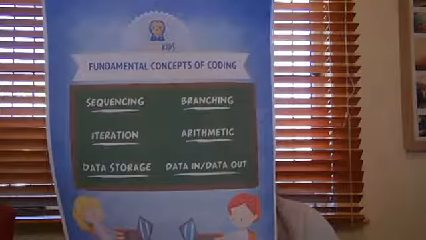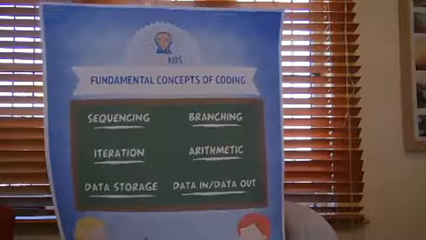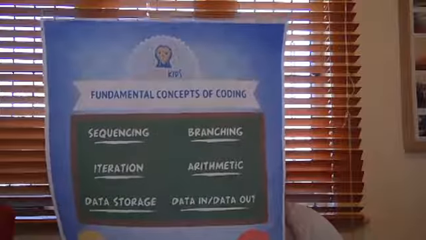There you have it. So the final three of the 6 fundamental concepts of coding. Those were arithmetic, data storage, and data inputs and outputs. And just a reminder, our first 3 that we covered already were sequencing, branching, and iteration.